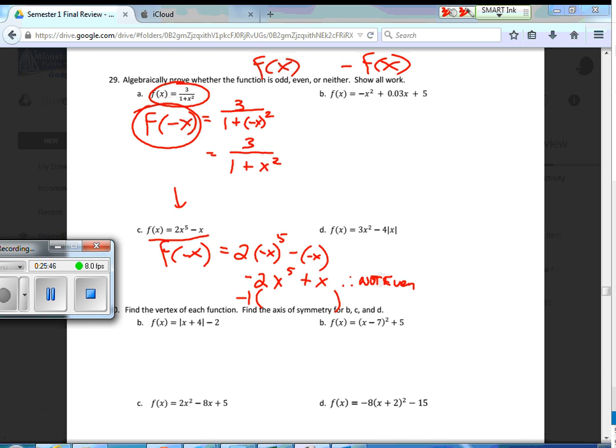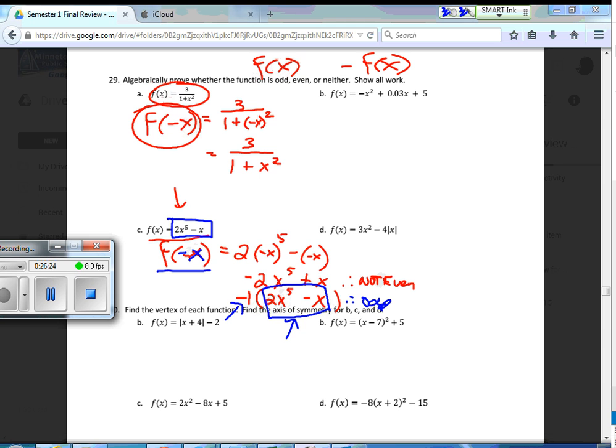And we see if it works out to be the original inside the parentheses there. So I factor out the negative 1 and I get 2x to the 5th minus x. Now, after factoring a negative 1 out, is this f of x? It is. And therefore, what we just proved is that f of negative x came out to negative of f of x. And that's the odd rule in action. So we'd say, therefore, odd.